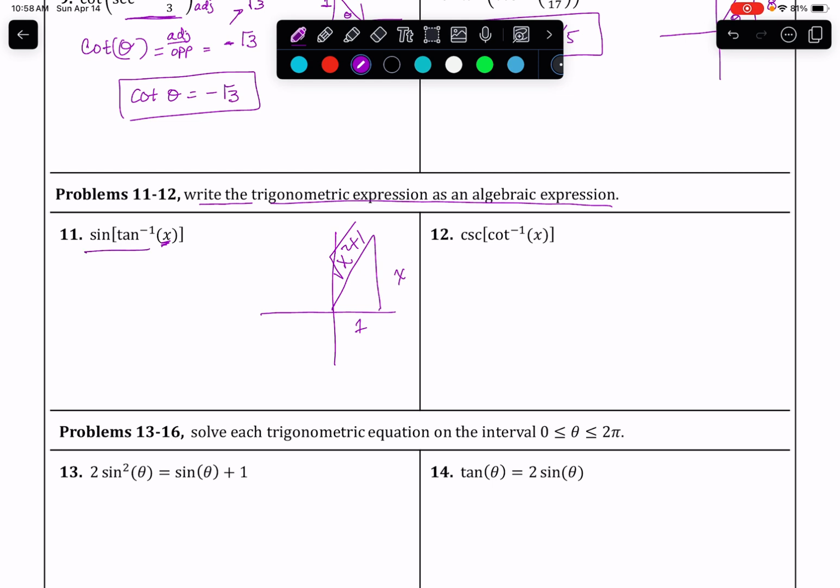So then if I take the sine of that, so we're doing the same thing just with that, that would be x over the square root of x squared plus 1. I don't have to worry about rationalizing that.